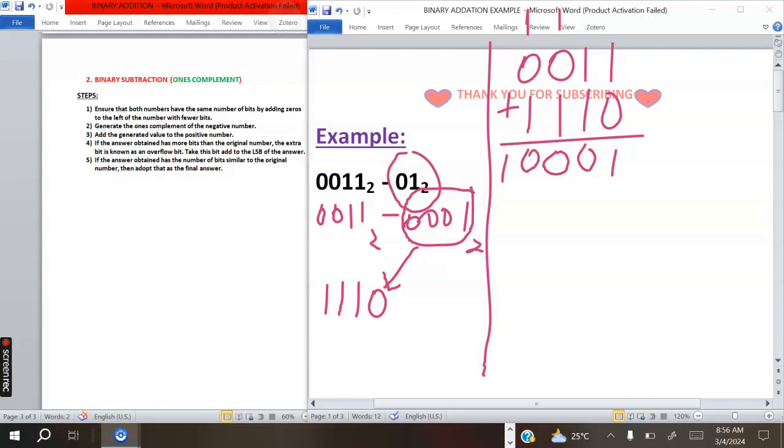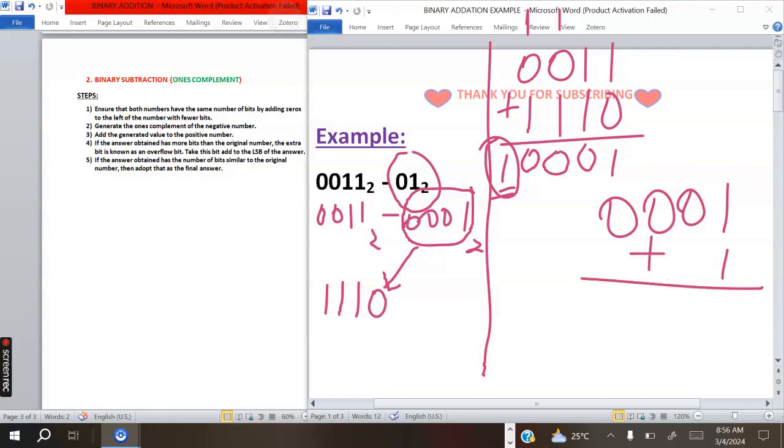Now that one takes us to rule number 4. If the answer obtained has more bits than the original number, the extra bit is known as the overflow. So this is our overflow. Now you take this one and add it to the bits. I will add it to 0001, the answer that we had in our previous case on the top here. Then you add with the overflow.